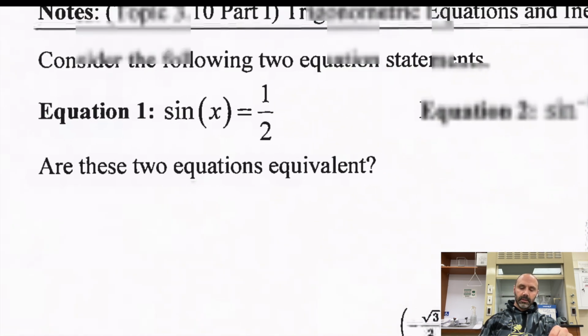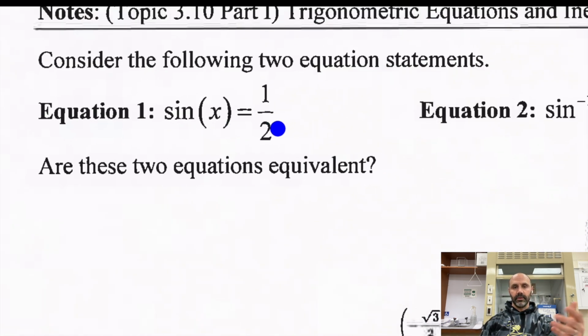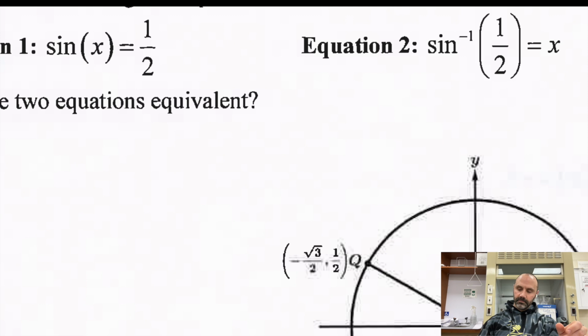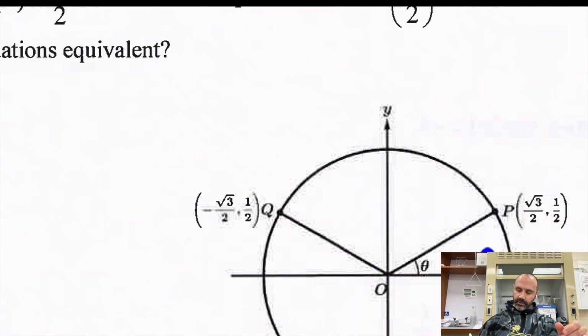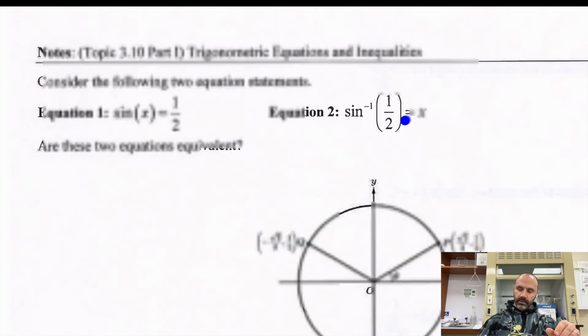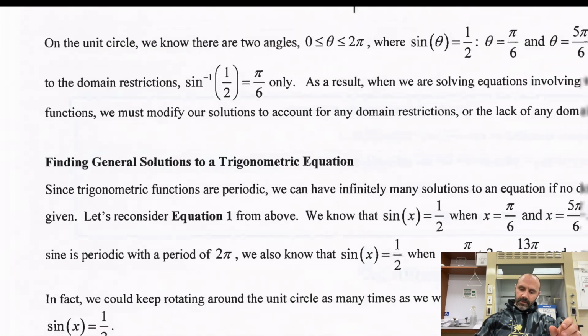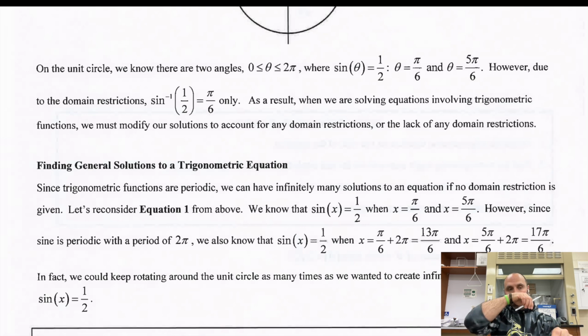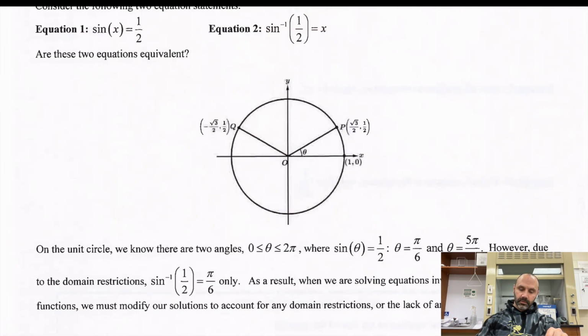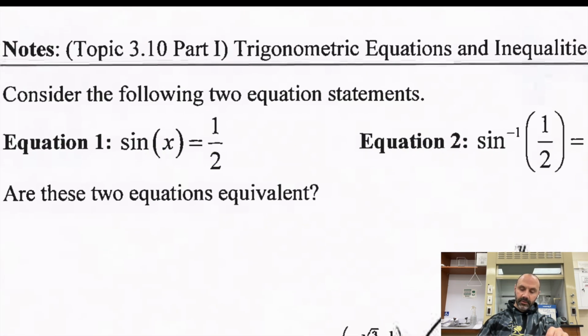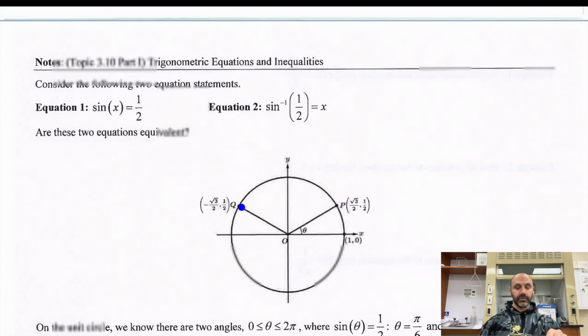If you're given sine of x equals 1/2, what are the values of x? What are the solutions? There's more than one solution, right? For example, this is pi over 6 and 5 pi over 6. But for inverse sine, there's only one solution, and that would be pi over 6. So we've got to pay attention to the domain restrictions. But when it comes to solving sine of x is 1/2, there are two solutions here, but there are actually lots of solutions. You can keep going around and around and around.